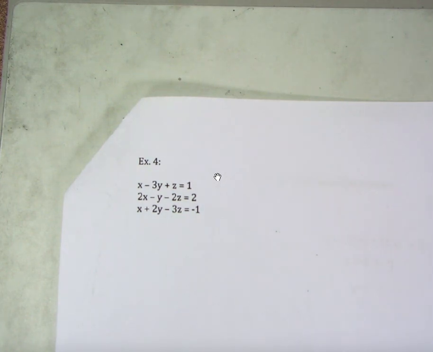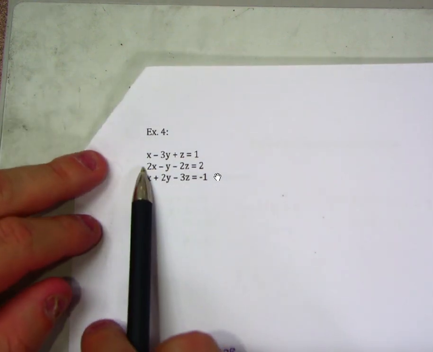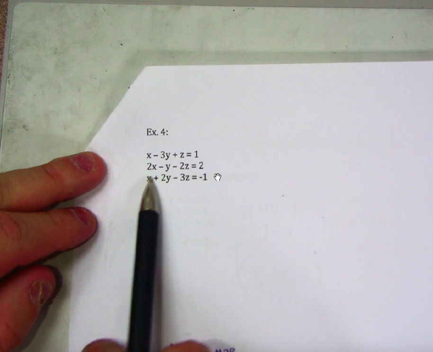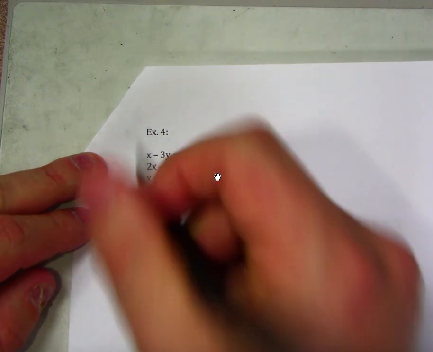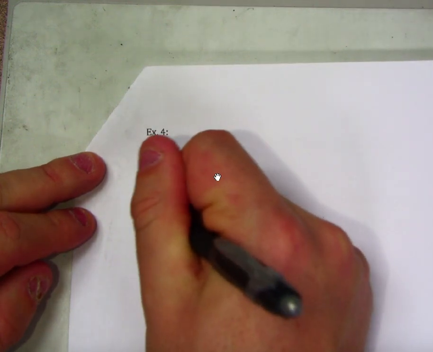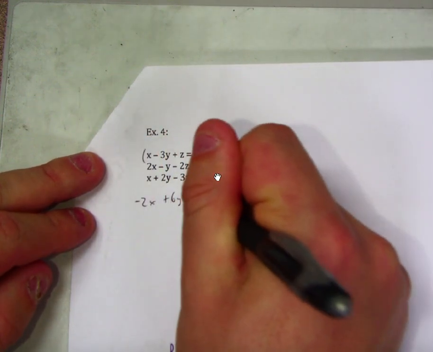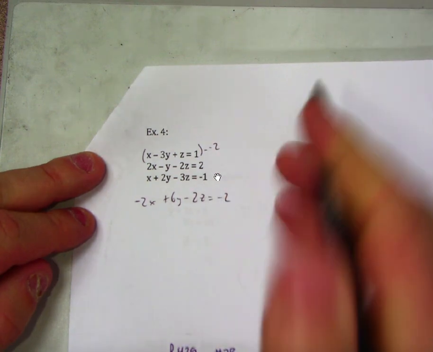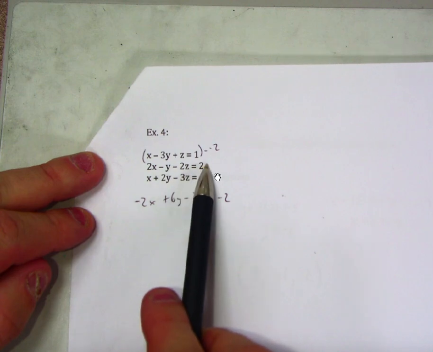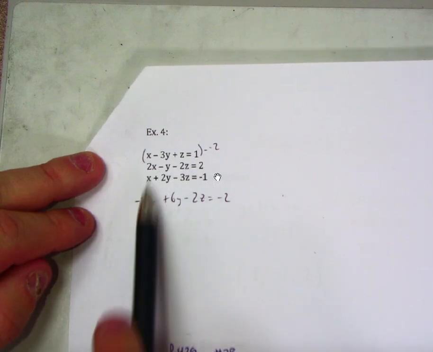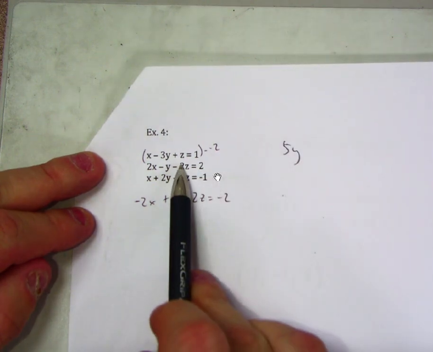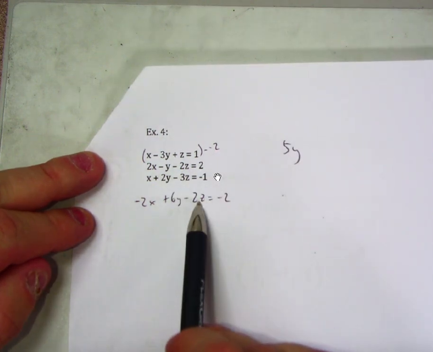Okay. So I'm going to take this x right here and use it to eliminate this 2x, and then use it to eliminate this x. So I'm going to first multiply the top equation by negative 2. So I get negative 2x, positive 6y, negative 2z equals negative 2. So that's what I get. Now I'm going to add that to the middle equation. So those x's are gone. I'm going to get 5y minus 4z equals 0.